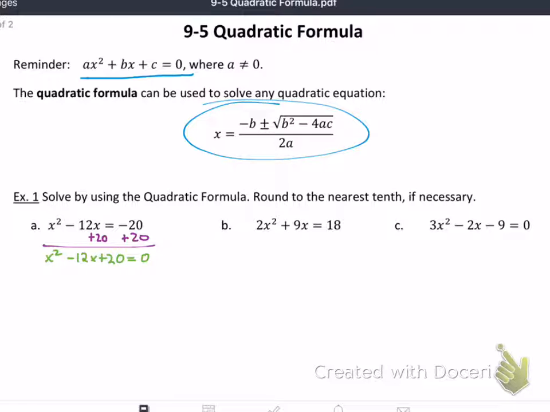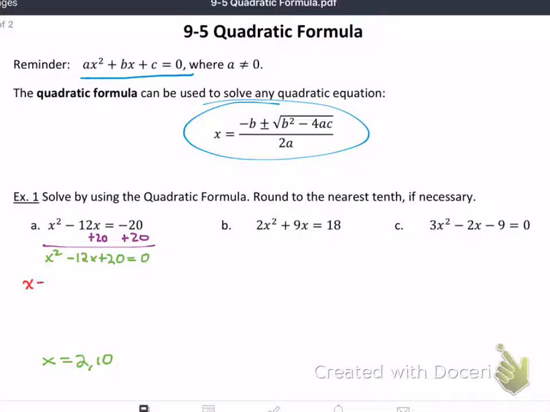Now, honestly, this is factorable. If I were to factor it, I would get x minus 2 and x minus 10, and this would actually work. And so I'm going to tell you right now that the solutions are 2 and 10. But I just want to show you using the quadratic formula just so that we're familiar with it. Okay, so again, we have the opposite of b. So in this case, b is negative 12.